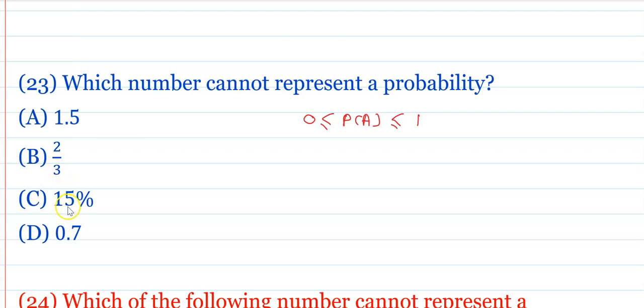15% means what? 15 upon 100, you will get 0.15. Therefore, it also lies between 0 and 1. 0.7. All these lie between 0 and 1, but the option A is greater than 1. Therefore, this is not the probability. म्हणून त्याचा आन्सर लिहिताना, that is the 23rd sub question, and the answer is A. Okay. Now the next question.